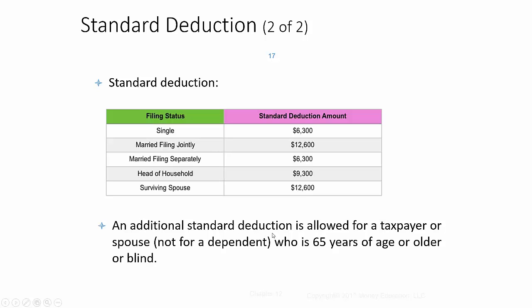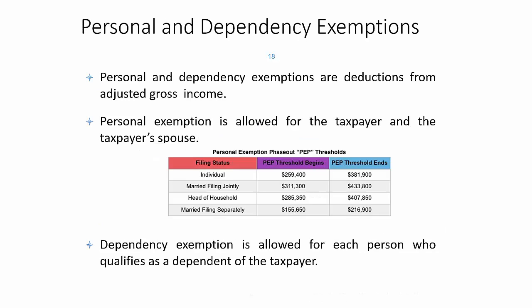An additional standard deduction is also allowed for a taxpayer or spouse who is 65 years of age or older, or who is blind. They get an additional deduction. So if you're blind or 65 and older, a senior, you get an additional deduction. And this brings us into the next step. If you remember that worksheet, after we talk about the standard deduction versus the itemized deduction, and you decide to go with either one, you're going to go with the one that is larger, of course.